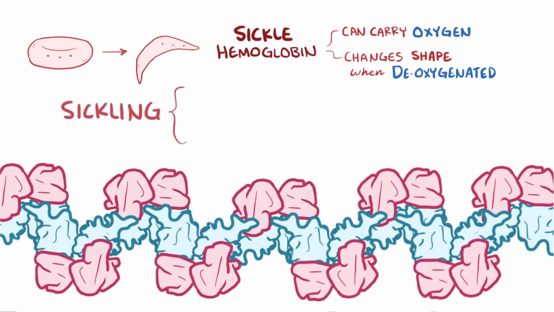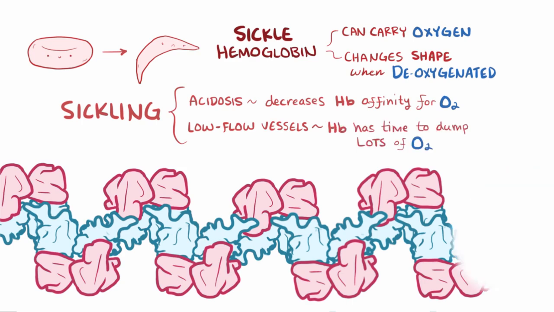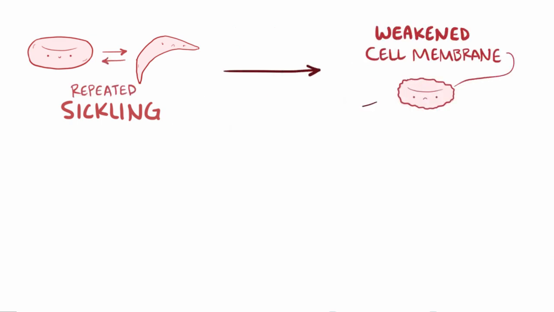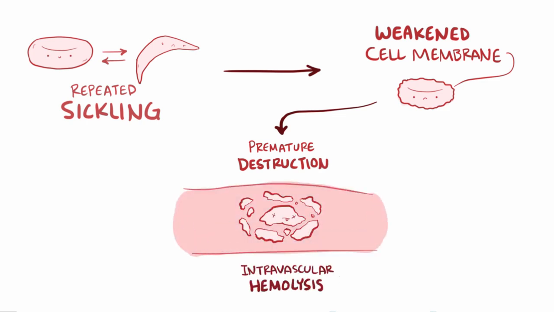Conditions favorable for sickling include acidosis, which decreases hemoglobin's affinity for oxygen, and small, low flow vessels where red blood cells' hemoglobin molecules have plenty of time to dump lots of oxygen molecules. Repeated sickling of red blood cells damages their cell membranes and promotes premature destruction. Since this happens within the vasculature, it's called intravascular hemolysis.